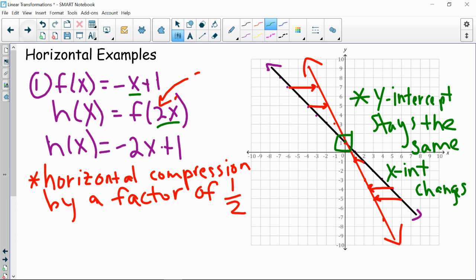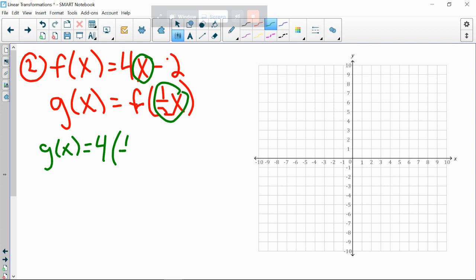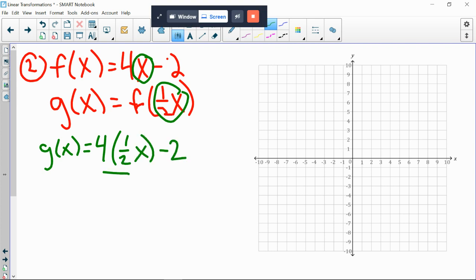Okay, number 2. So our rule is f of 1/2 x. So I'm plugging in 1/2 x in for this x. So g of x would be, you keep the 4 times 1/2 x minus 2, and then we just multiply the 4 and the 1/2 together, so that would be 2. So g of x equals 2x minus 2.